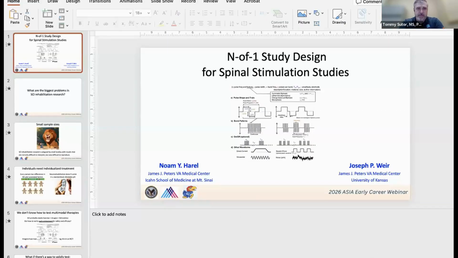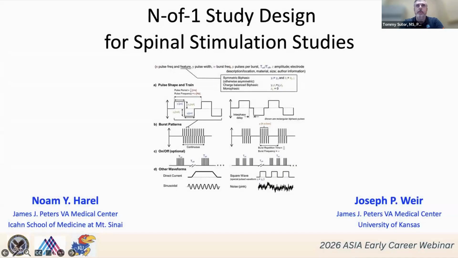So our first speaker is going to be Noam Harel. He is a professor of neurology and rehabilitation and human performance at Icahn School of Medicine at Mount Sinai, and he's also a staff physician at the James J. Peters VA Medical Center. His primary interests are improving motor outcomes in spinal cord injury and ALS, and his clinical research lab uses targeted physical exercises, electrical stimulation, medication repurposing, ischemic conditioning, and other methods to reactivate weakened nerve circuits. So with that, Dr. Harel, please take it away.